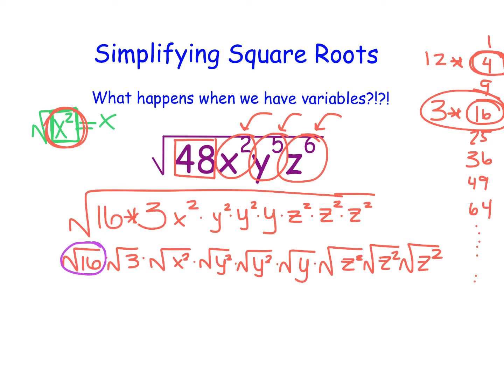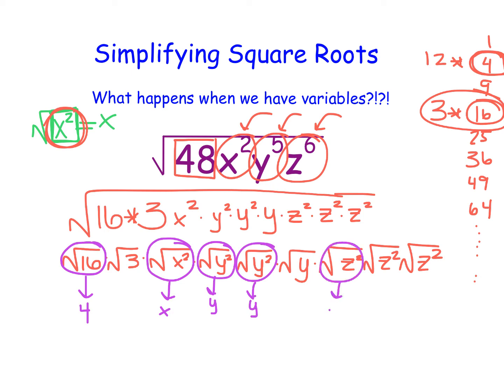Well, here I have the square root of 16, which is 4. The square root of 3 is not a perfect square, so I skip it. Square root of x squared is x. Square root of y squared is y. Square root of y squared is y. Square root of y I leave because it doesn't have the squared piece. Square root of z squared is z, three times. So all of these items are being multiplied together, and because they are perfect squares, they can be evaluated and taken out of the square root.